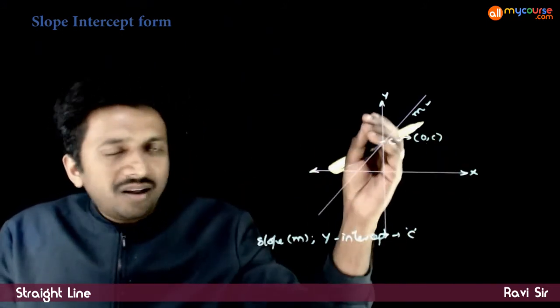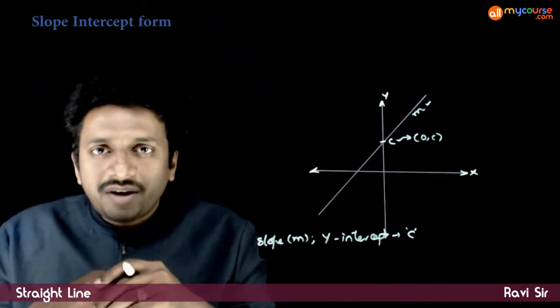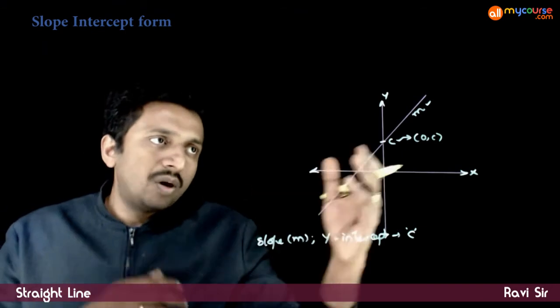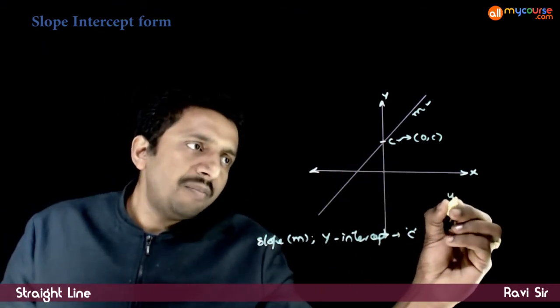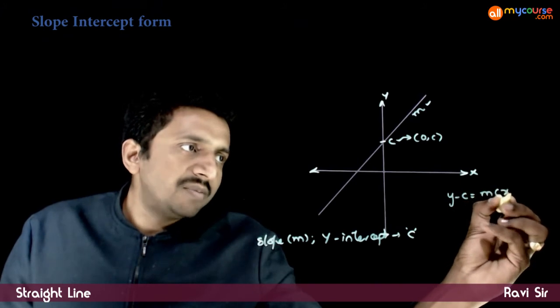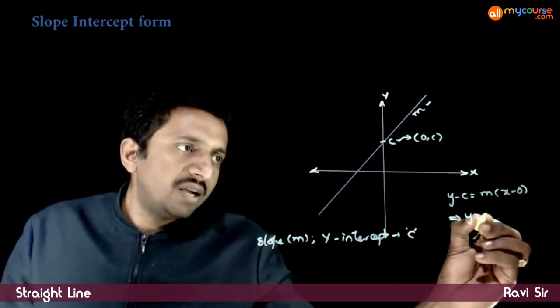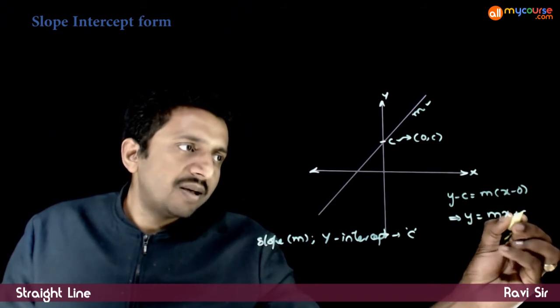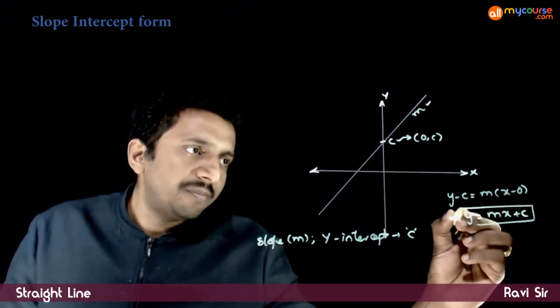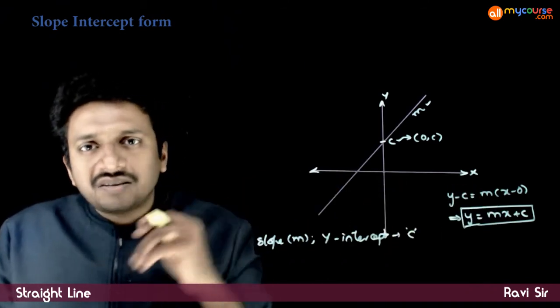Indirectly, a point and a slope is given, so we can directly use our point slope form. So what is the equation? y minus y1, y minus c is equal to m times x minus 0. This implies y is equal to mx plus c. y is equal to mx plus c.